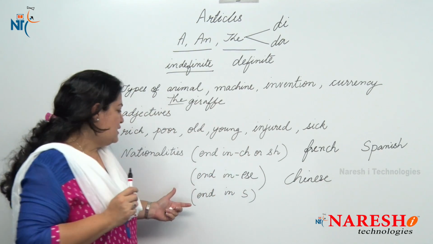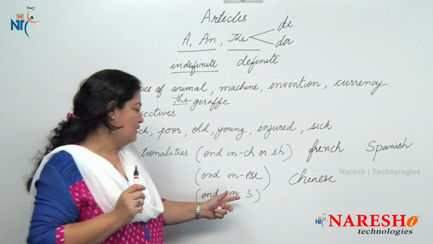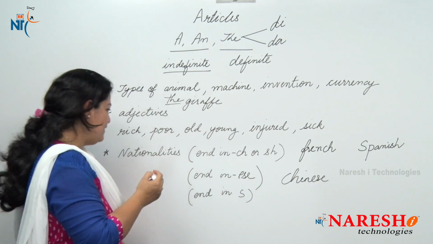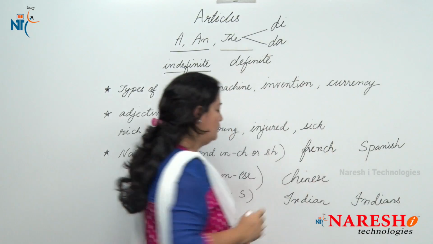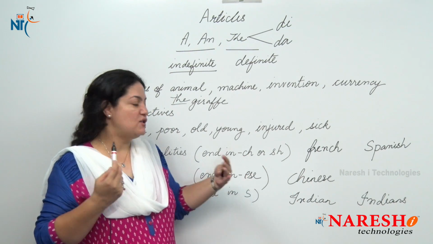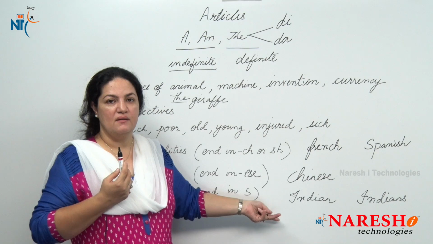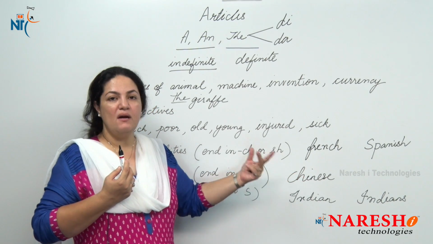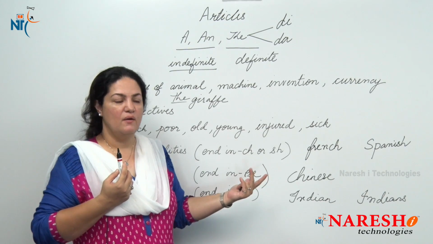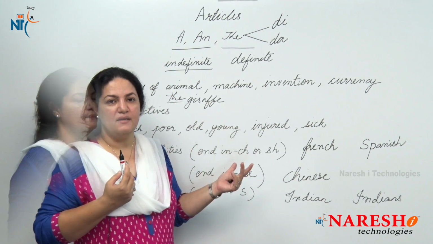Okay. The next one is a nationality ending with S. Do you have any idea? I'll give you an example. Here it is: Indian and Indians. When we are talking about one Indian, I say I am an Indian. When we are talking about all Indians, we say Indians, we will not say the Indians. So this is the rule for nationalities.